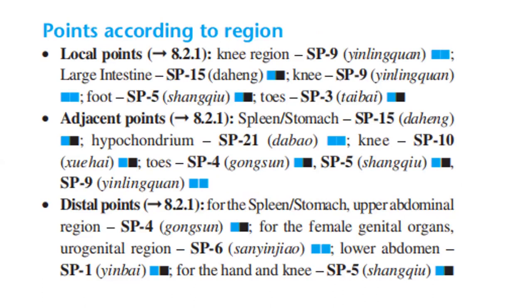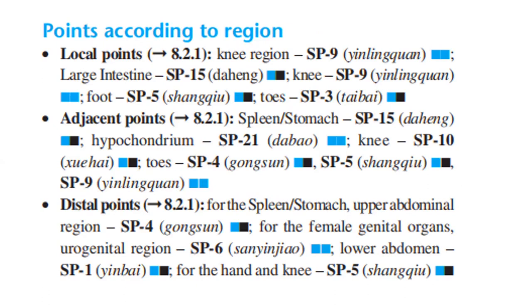Points according to region. Local points: knee region, Spleen 9. Large intestine, Spleen 15. Knee, Spleen 9. Foot, Spleen 5. Toes, Spleen 3.